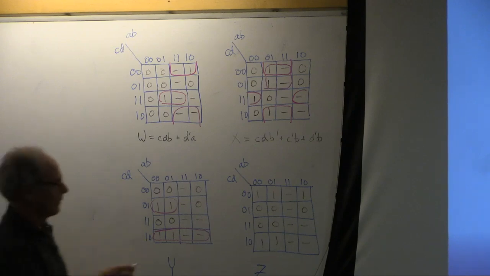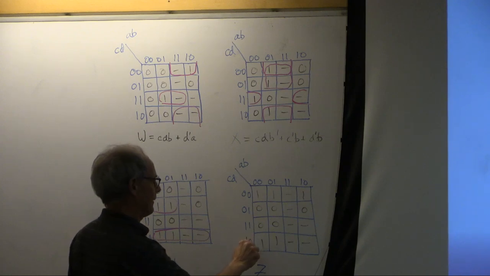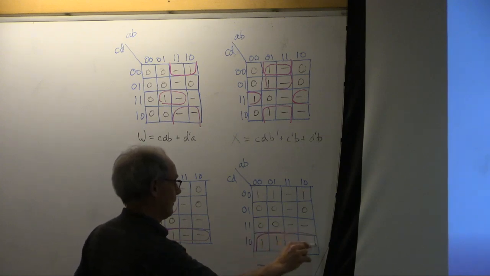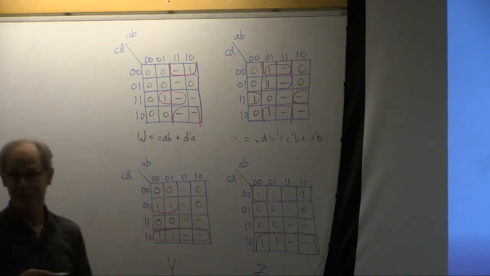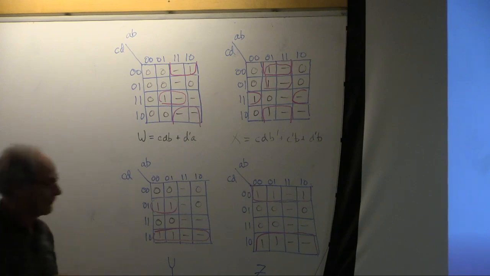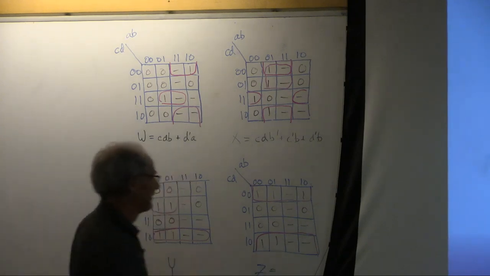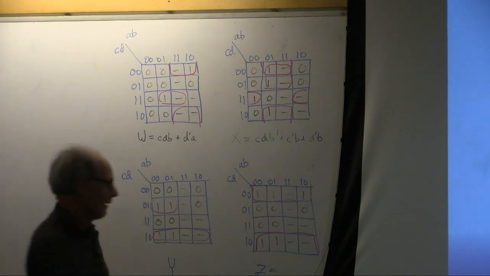And then over here, ooh, oh, this is nice. This is a big group. And that gets everything. So Z is just, what's that make Z? Anybody know? D bar, yeah.